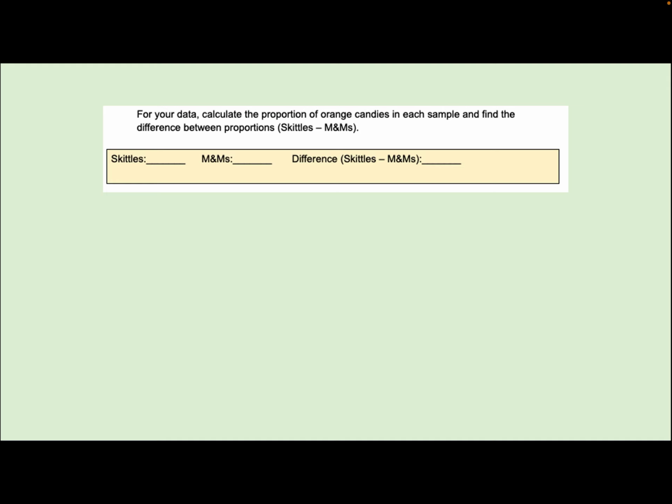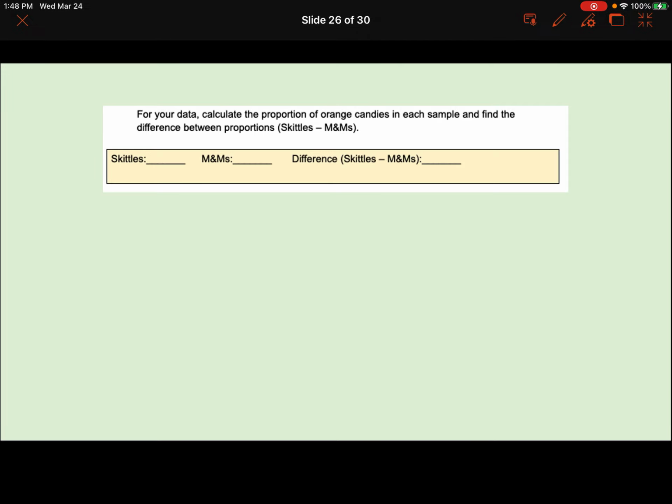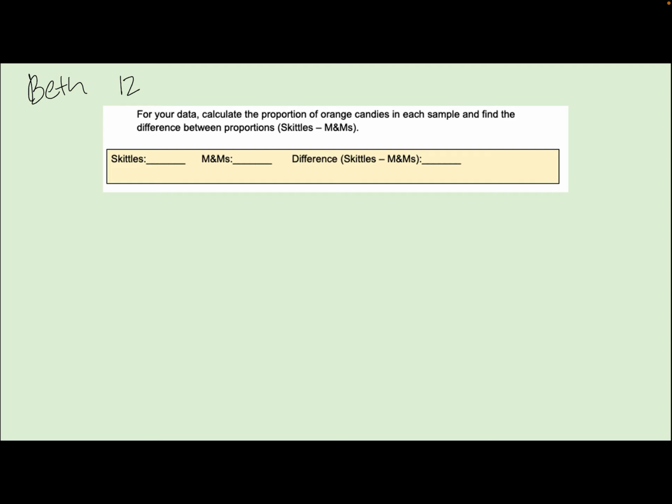All right, so for your data, I want you to calculate the proportion of orange candies in each sample and find the difference between proportions. If you don't know what I mean, let's say my data, I'm just going to make some stuff up. Let's see where it says Beth. Let's say I had 12 for Skittles and 10 for M&Ms. Each sample was out of 50.